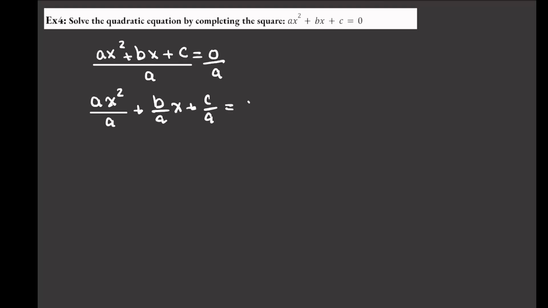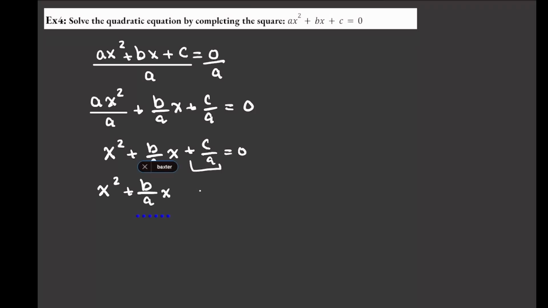And 0 divided by a is just 0. Now, a divided by a is just 1. So I would have x squared plus b over a x plus c over a is equal to 0. Now, my next step to completing the square, I would take the constant of the equation and move it to the right-hand side of the equation. Now, my constant here is c over a. So that would give me x squared plus b over a x is equal to negative c over a.